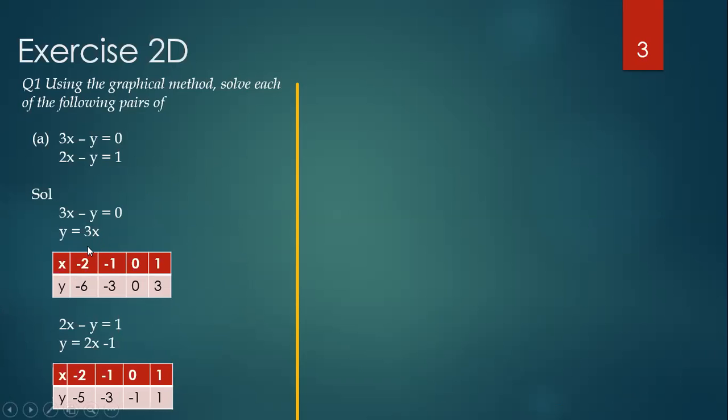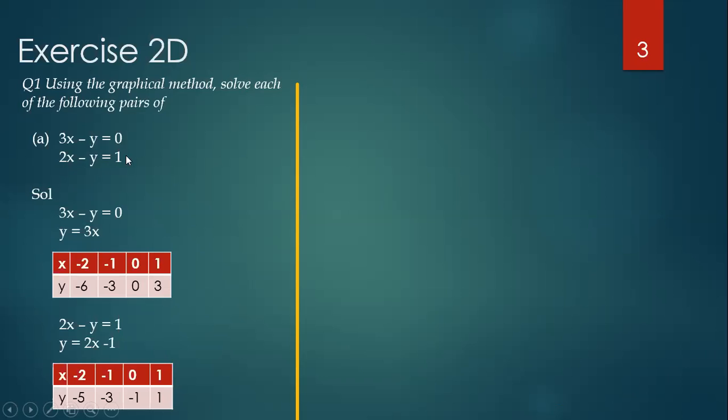So if you replace x with minus 2, 3 multiplied by minus 2 gives you minus 6. If you replace x with minus 1, 3 multiplied by minus 1 gives you minus 3. Similarly, replace x with 0 and you'll get y as 0. Replace x with 1 and 3 times 1 is 3. Now plot this on the graph paper.